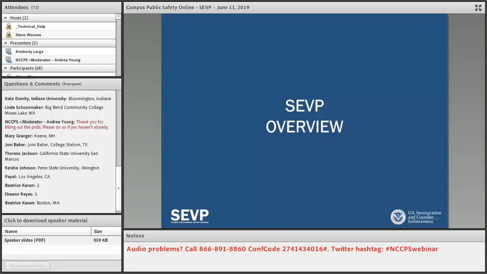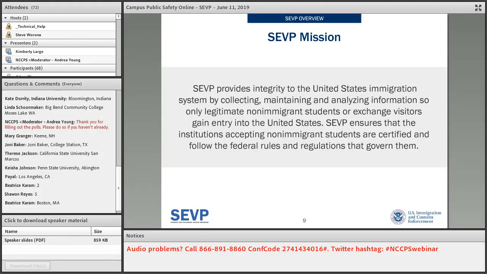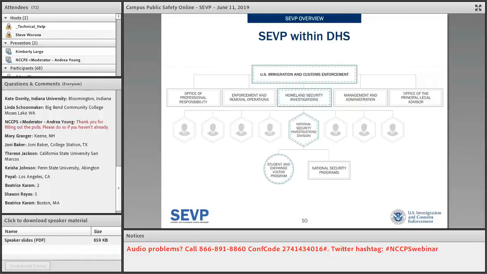Let's move on. Now let's talk about the Student and Exchange Visitors Program. So with our mission, as you can see, we promote Homeland Security and public safety through the enforcement of federal laws. We do this by governing border control, customs, trade, and immigration regulations. Here you can see the umbrella under which we sit. So we've got SEVP is within the Department of Homeland Security, and then under Homeland Security you have ICE, and then a few steps down you can see us down there, the Student and Exchange Visitors Program.